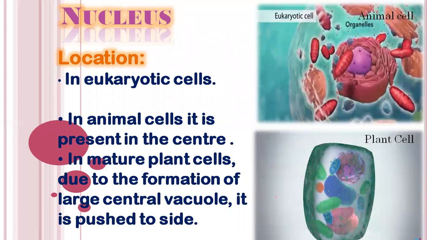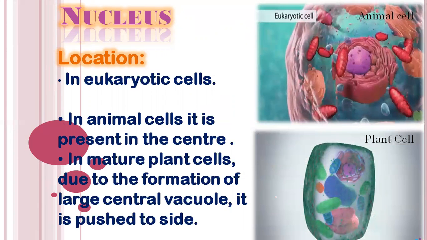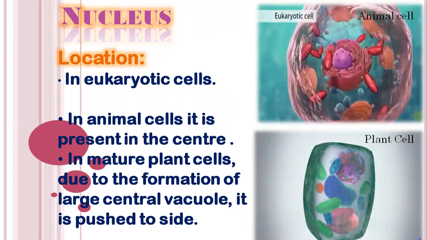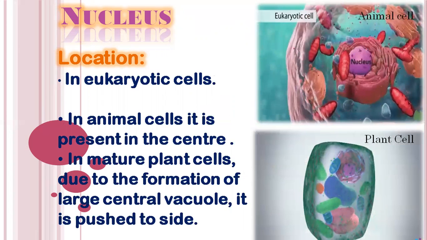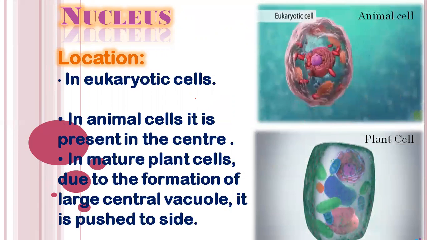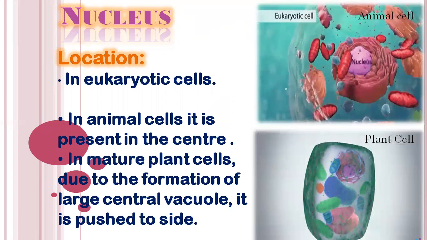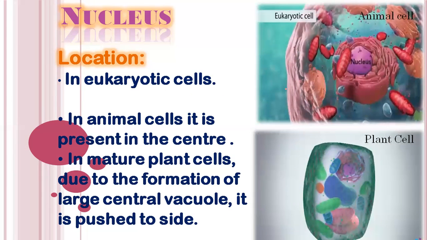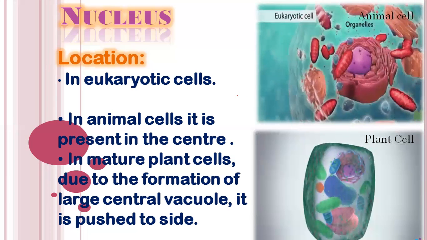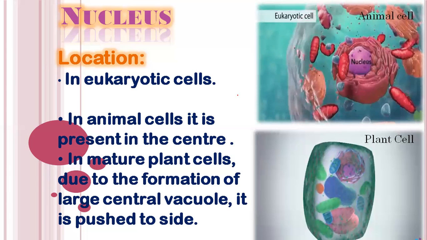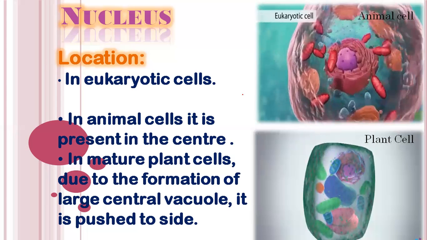Okay, so let's talk about the first and foremost very important organelle, the brain of the cell, that is called the nucleus. Nucleus means the center. In animal cell, if we talk about its location, it is present in eukaryotic cells. We studied eukaryotic and prokaryotic cells in chapter number 1, and we'll talk about them in the next few lectures also.